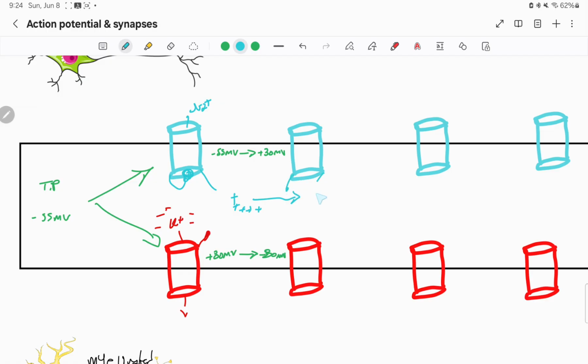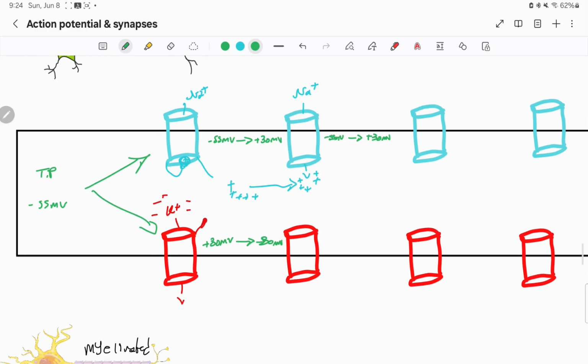And once they bring this area to threshold, the gates of these channels will open. I'm not going to redraw it because you should know that now. The gates of the sodium voltage gated channel will start moving. Specifically, the activation gate will blast open and the inactivation gate will start to close. Sodium will come into the cell, depolarizing this area, bringing the membrane from negative 55 millivolts to positive 30 millivolts.